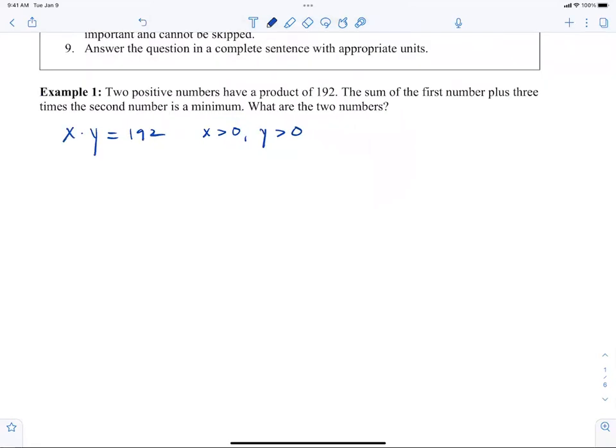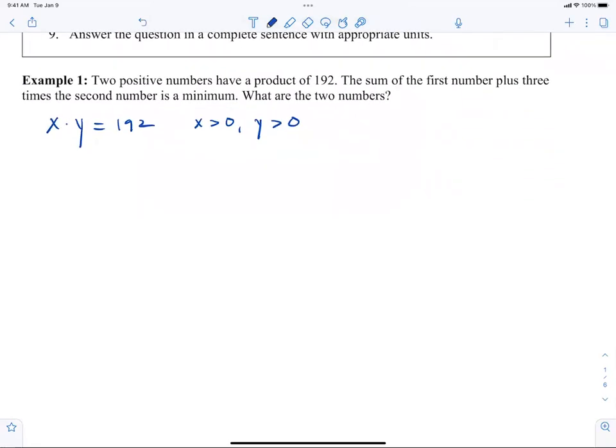Now the sum of the first number plus 3 times the second number is a minimum. The sum is a minimum, so I'm going to use another variable to represent the sum. I'm going to use S. S is equal to the first number plus 3 times the second number.